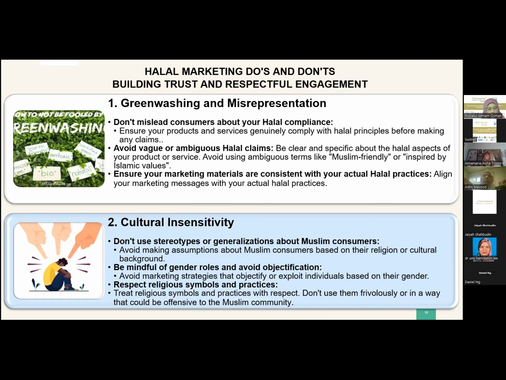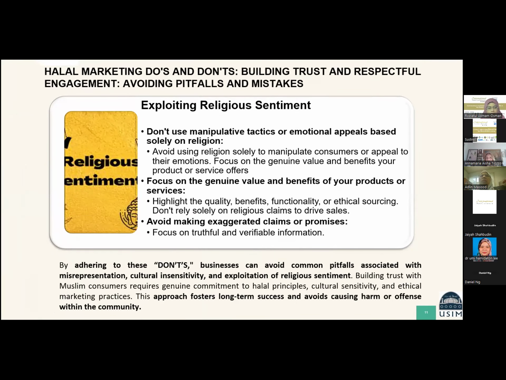Okay. And then respect religious symbols and practices, which during the time where we had that meat debacle, which I think another moderator, Dr. Umi, knows about this, right? And they abuse the use of halal logos. Okay, exploiting religious sentiments. Do not use manipulative tactics or emotional appeals based solely on religion. So correctly, we cannot use the word Allah in every promotion that we do.